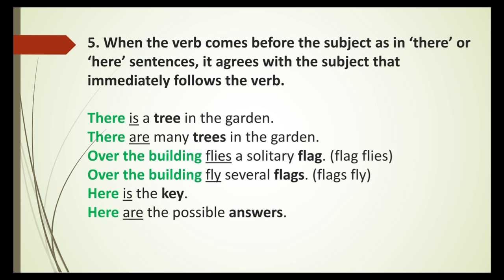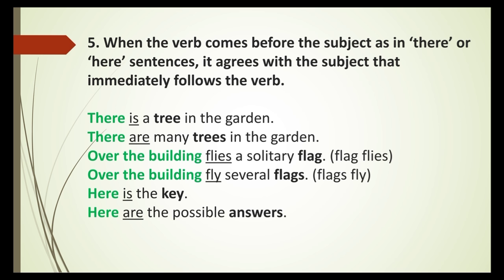Next. When the verb comes before the subject, as in there or here sentences, it agrees with the subject that immediately follows the verb. Ito yung baliktad na sentence, no? Nauuna yung location o minsan or kadalasan ang sinasabi natin ay there or here o nakasulat ay there or here or yung mismong location, which is pwedeng prepositional phrase siya, yan, or basta location siya. Let's say, for example, there is a tree in the garden. Pagka ang sentence natin ay nagsisimula sa there, ang verb natin na is or are ay bumabase dun sa number of noun na kasunod niya.